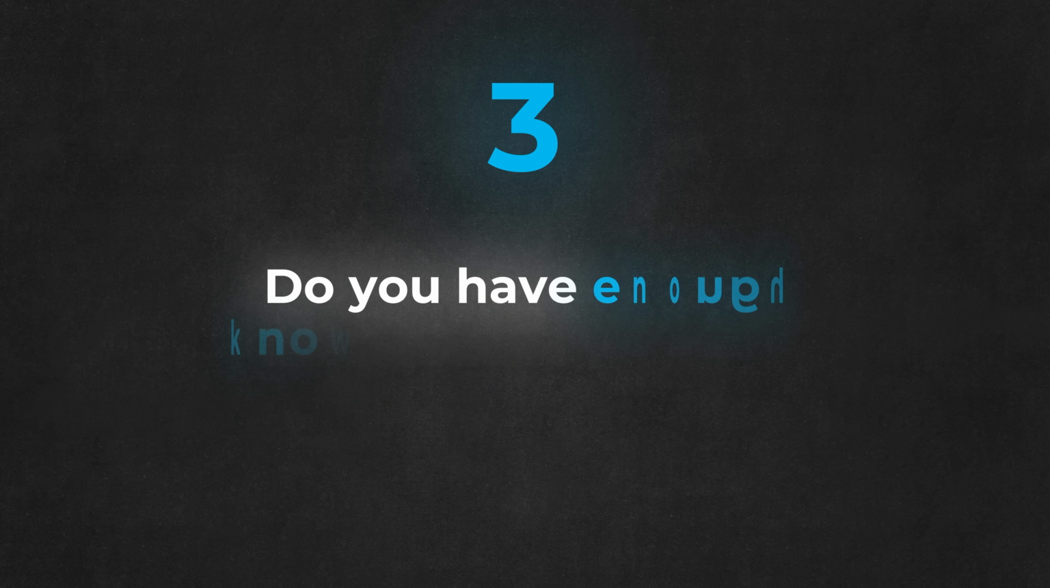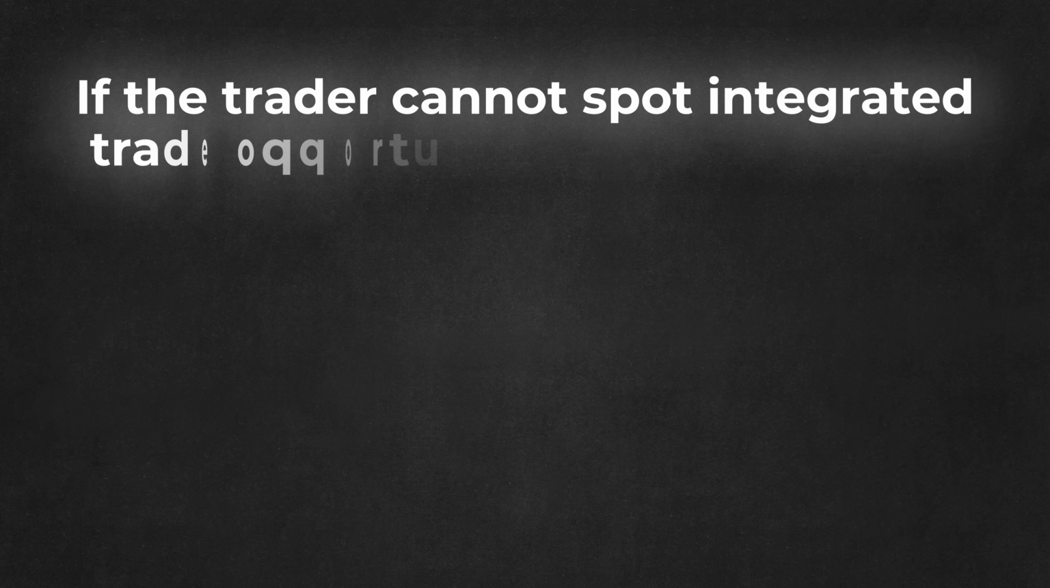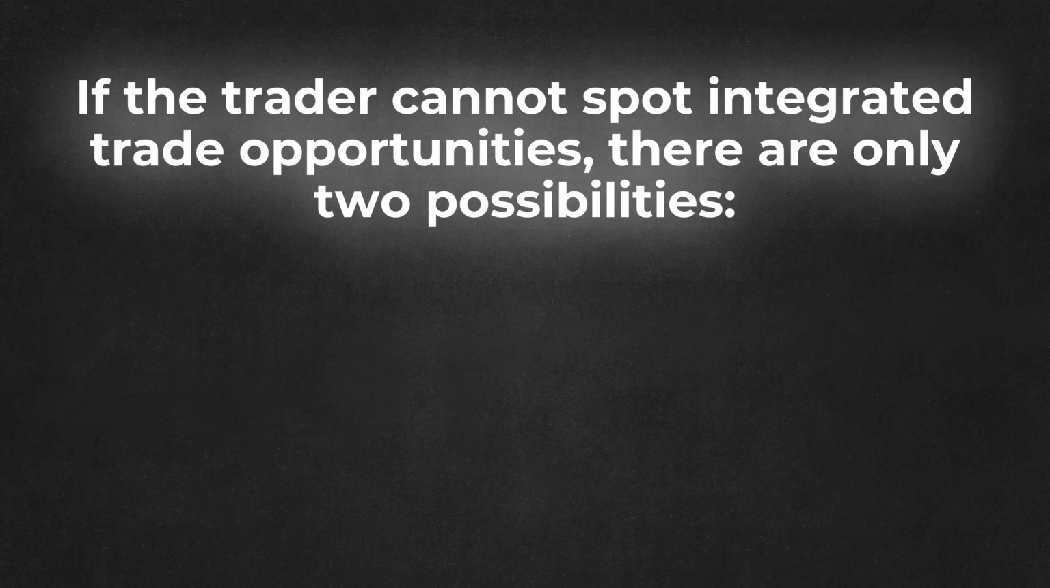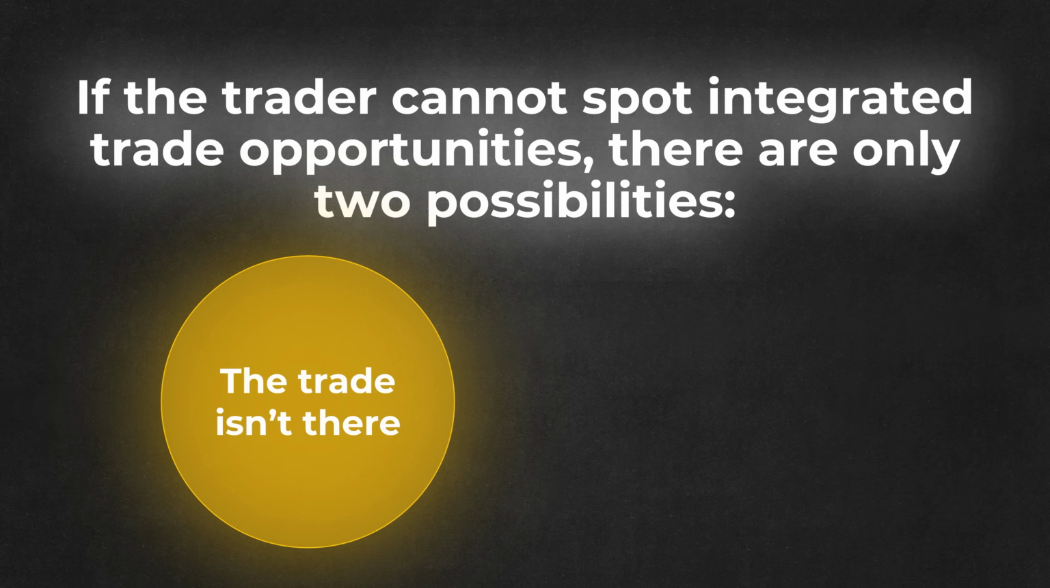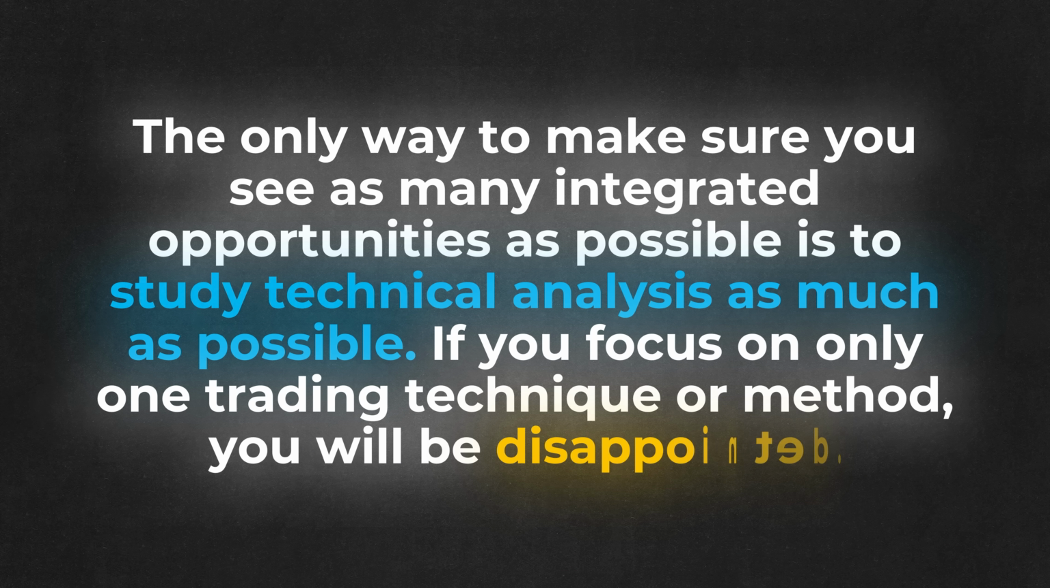Do you have enough knowledge to spot high-quality trades in the chart? If a trader cannot spot integrated trades in the market, there are only 2 possibilities. Either the integrated trade opportunity is not there, or the opportunity is there, but the trader simply doesn't have the knowledge to see the opportunity. The only way to make sure you see as many integrated opportunities as possible is to study technical analysis as much as possible. If you focus only on one trading technique or method, you will be disappointed. The more techniques you know, the greater the number of high-quality trades you'll be able to see, and the more frequent these trades will be also.